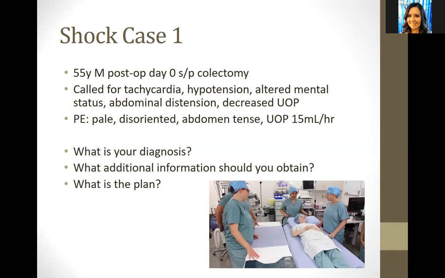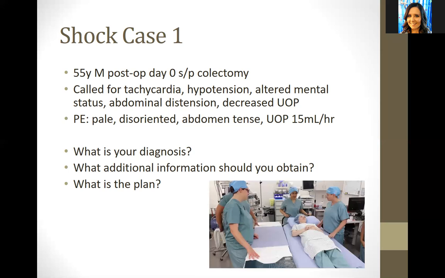What type of shock is this? So they're bleeding out, so they're losing volume. So it's hypovolemic shock. Good. What additional information should you obtain? So we know they're bleeding, so maybe we need to do some coags, so PT, INR, PTT, maybe anti-Xa. We know they're bleeding, so we're probably going to replace them with blood. So let's type and cross and do a CBC to look at their hemoglobin.